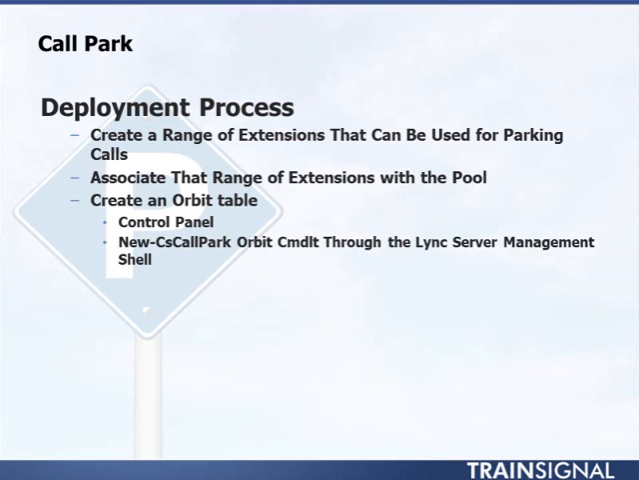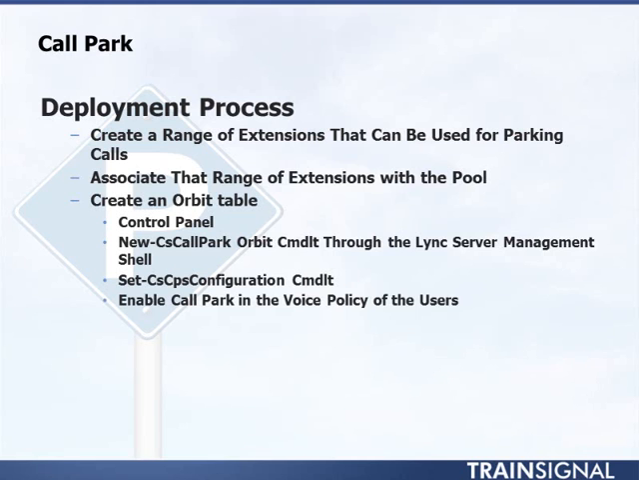Once you have created your range of extensions that can be used to park or retrieve calls, we then configure Call Park settings, and this has to be done using the command line. And during my demonstration, you'll see an example. You'll use the Set-CsCpsConfiguration cmdlet. This cmdlet will allow me to configure settings such as if I want to enable music on hold, or how long a call can be parked. Once we have Call Park configured and deployed, we have to enable Call Park in the voice policy of the users. If you remember, Call Park is not enabled by default inside of your voice policies.